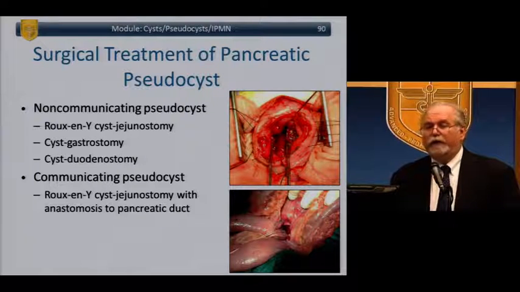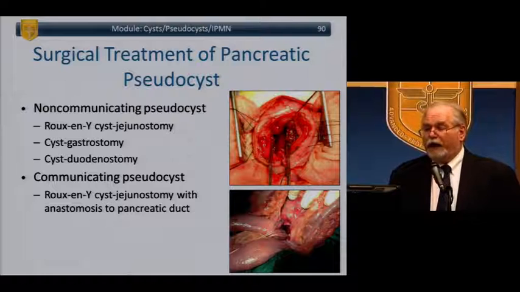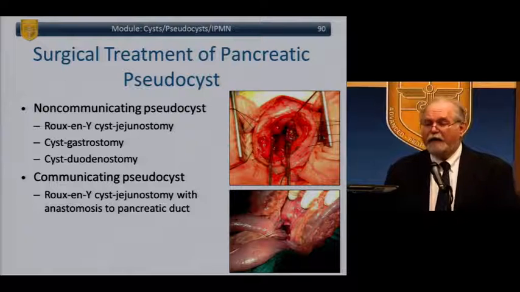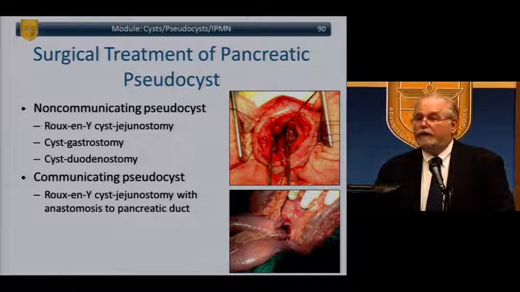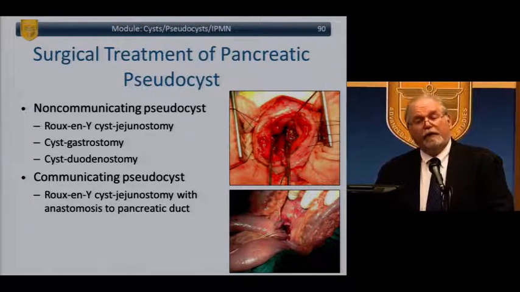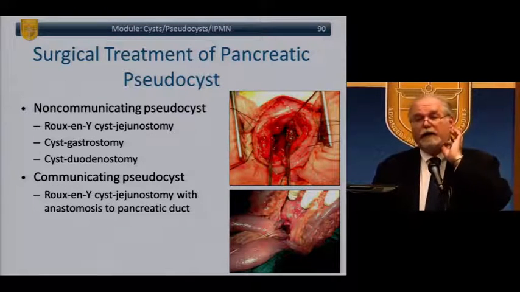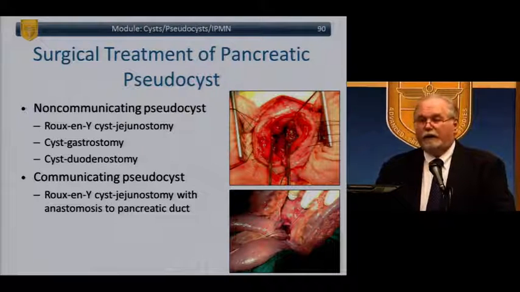Surgical treatment is really determined by whether it is a communicating or non-communicating pseudocyst, meaning, does it communicate with the pancreatic duct or not? So preoperatively, these patients should all have ERCP evaluation. If it's a non-communicating pseudocyst, you can drain it into whatever piece of the GI tract is closest, stomach, duodenum, jejunum, whatever is easiest. If it's a communicating pseudocyst, the recommendation is to drain it into a Roux-en-Y limb of jejunum. I wouldn't drain it into the colon, by the way.